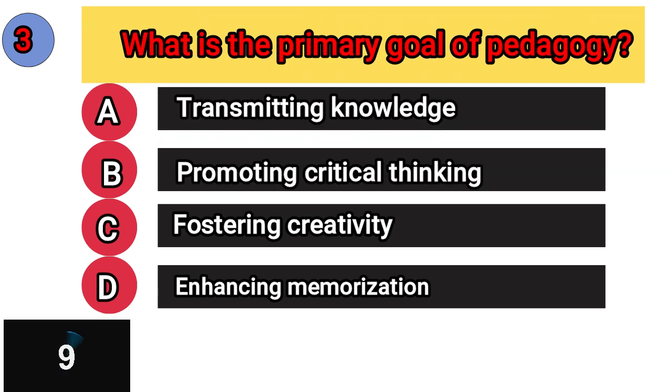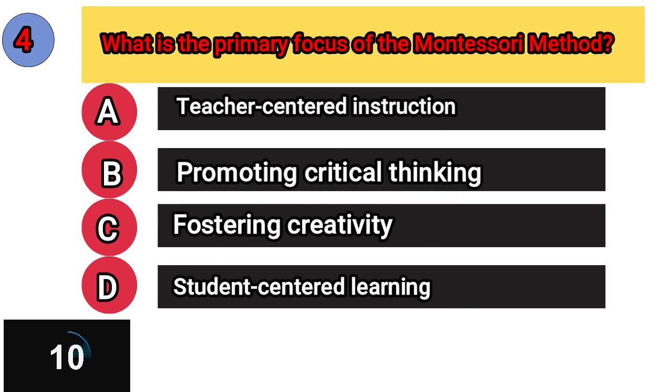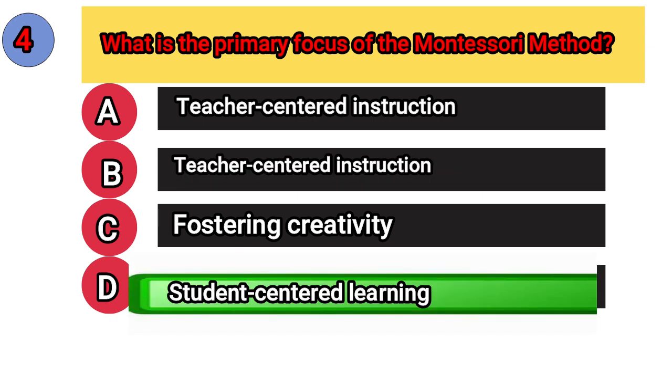Goal of pedagogy: A. Transmitting knowledge, B. Promoting critical thinking, C. Fostering creativity, D. Enhancing memorization. And the right option is promoting critical thinking. What is the primary focus of the Montessori method? A. Teacher-centered instruction, B. Promoting critical thinking, C. Fostering creativity, D. Student-centered learning. And the correct option is student-centered learning.